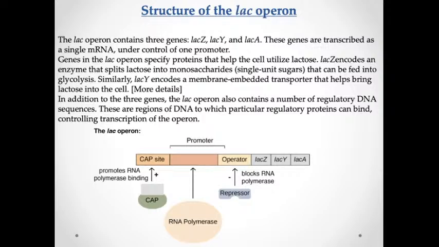So the Lac operon looks like this: CAP site, operator, LacZ, LacY, LacA. Here the CAP will attach to the CAP site. Here the RNA polymerase will attach. Here the repressor will attach. The repressor leads to no transcription, whereas the promoter region, the RNA polymerase binding region with the CAP, will lead to positive regulation. So that's how the major anatomy of the Lac operon looks.